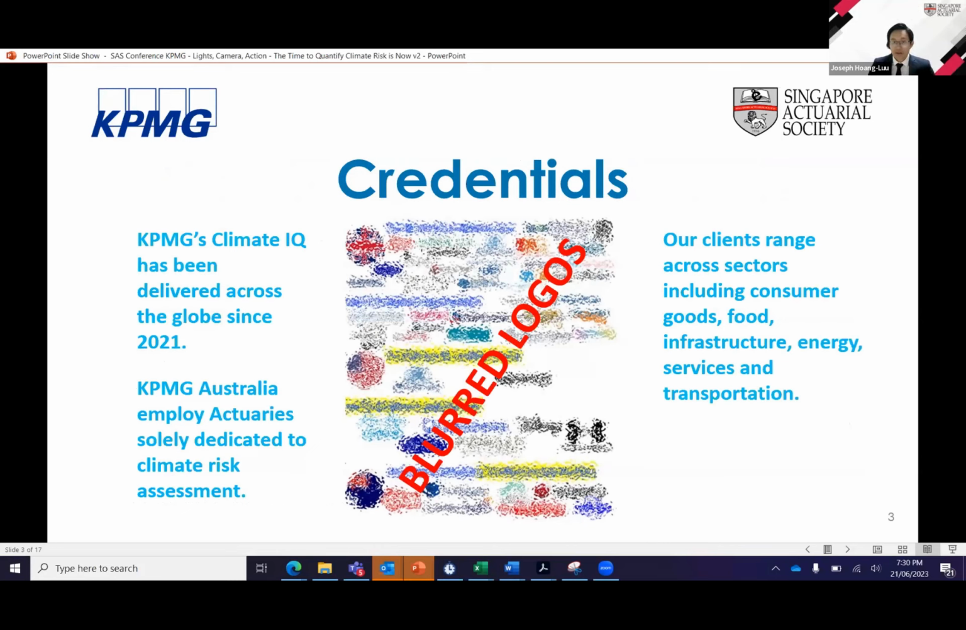The tool that we do use, we call it Climate IQ, and we've been delivering it to our clients since 2021. And our KPMG firm employs actuaries that are solely dedicated to applying their skill sets to quantifying climate risk. Our clients have ranged across a broad number of sectors beyond the traditional sectors that actuaries have played in the past, including consumer goods, food and agriculture, infrastructure, energy, services, and transportation, to name a few.